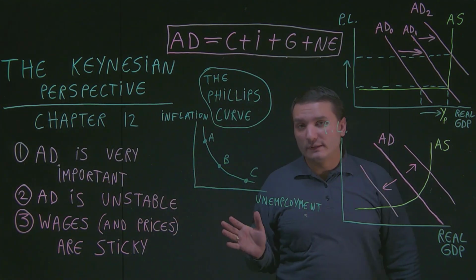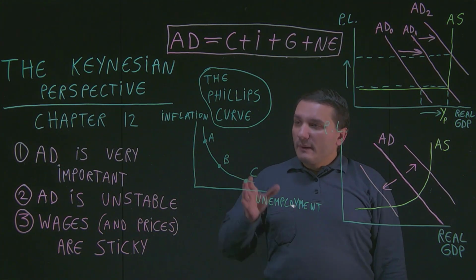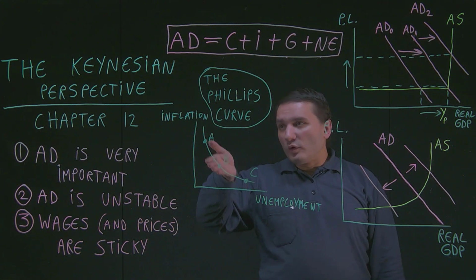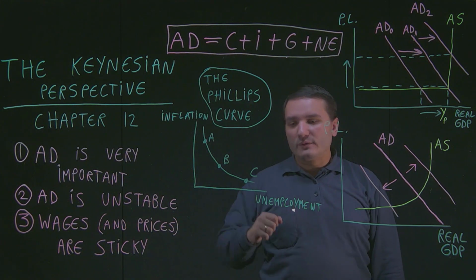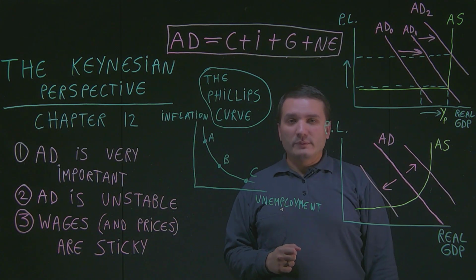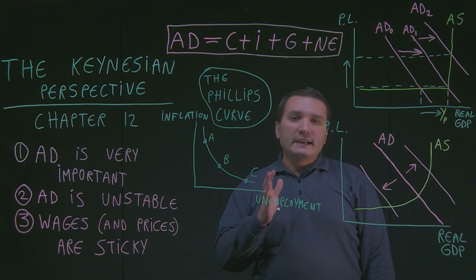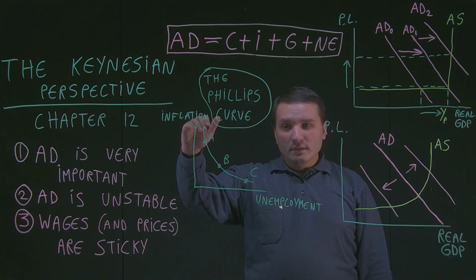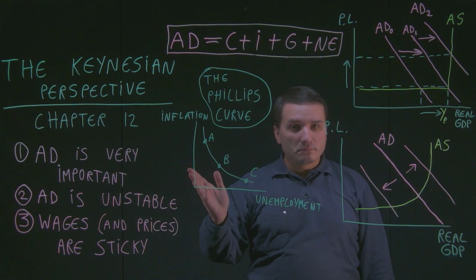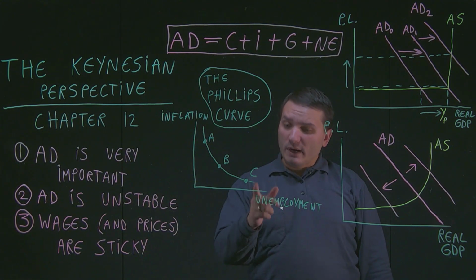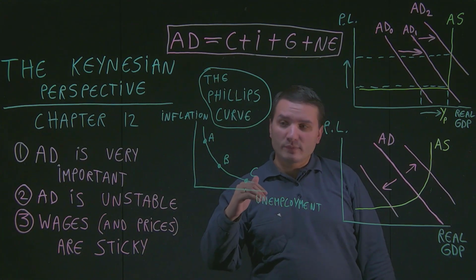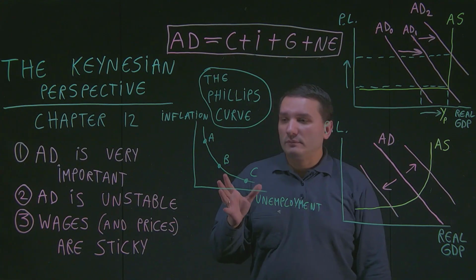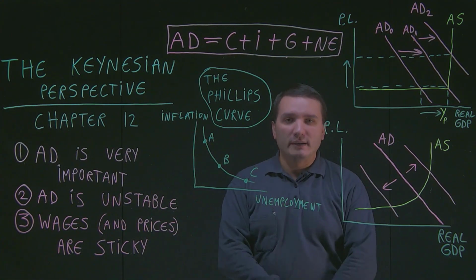We're going to be somewhere on the Phillips curve. And depending on where we are, we're going to have a higher inflation rate or a higher unemployment rate, but not both. At point A, we have a high inflation rate but a low unemployment rate. At point C, we have a high unemployment rate but a low inflation rate. And point B is kind of in the middle. It's just sort of trying to balance those two things.